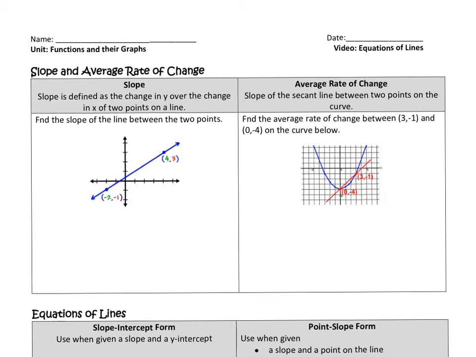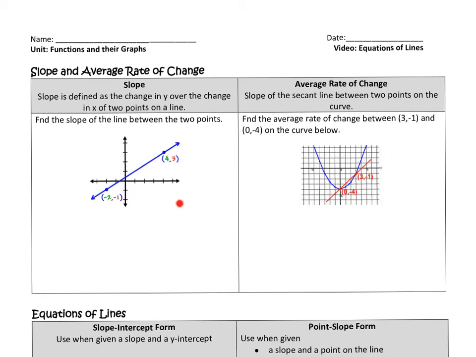Hi everyone, in today's lesson we're going to talk about equations of lines. This is going to be a review of things that you should have learned from Algebra 1 and Algebra 2. So let's first start with slope. Slope is defined as the change in y over the change in x of 2 points on a line.